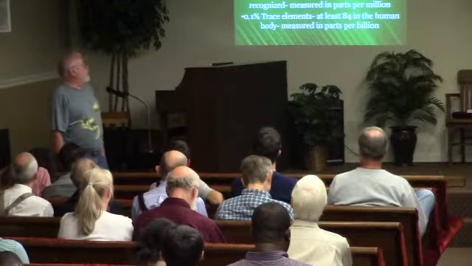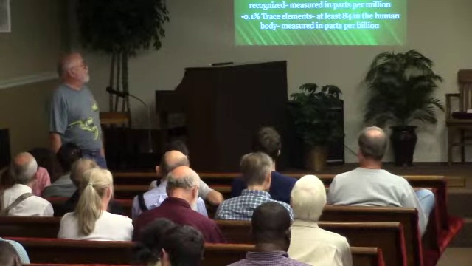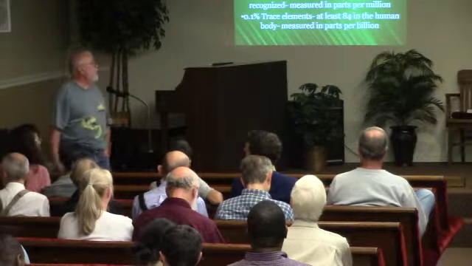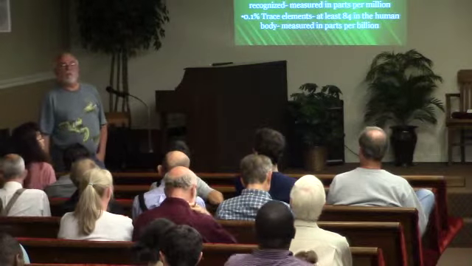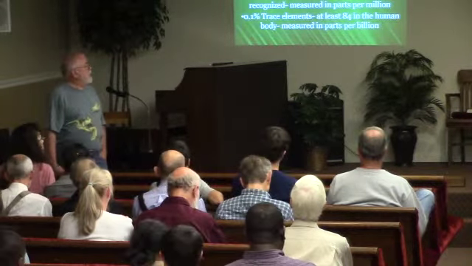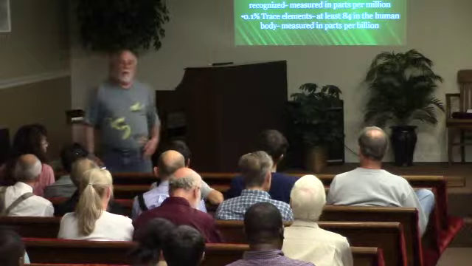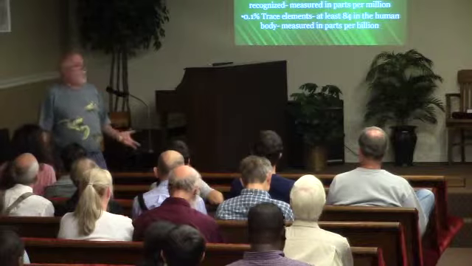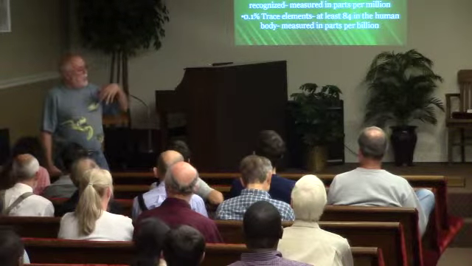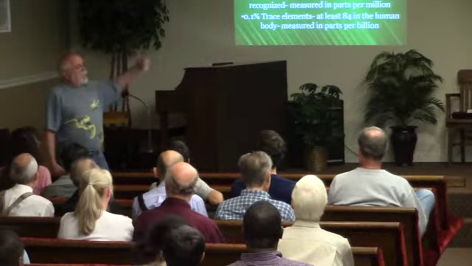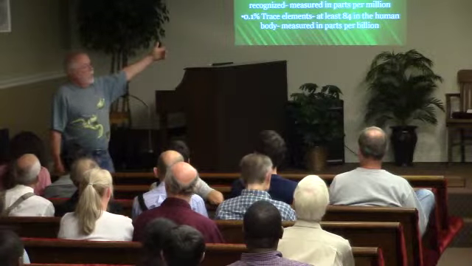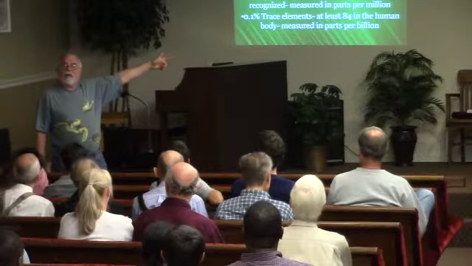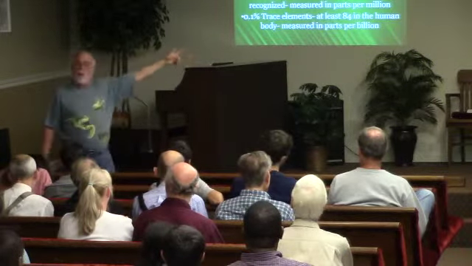15 are generally recognized. They're measured in parts per million. And 0.1% are the trace elements, at least 84 that we know of in the human body, and they're measured in parts per billion. Now, I tend to be more of a naturalist because I want my stuff natural, because I'm not sure that 84 are all that are necessary. And if there are any left over, I want them.